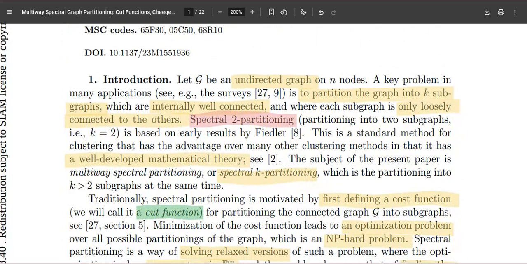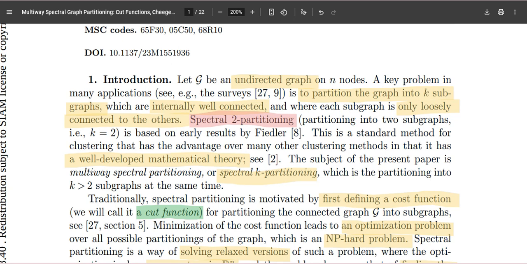So let us consider G to be an undirected graph having n nodes. The key problem here is to partition this given undirected graph into k subgraphs in such a way that the k partitioned subgraphs are well internally connected, and each subgraph is loosely connected to the other partitioned subgraphs.